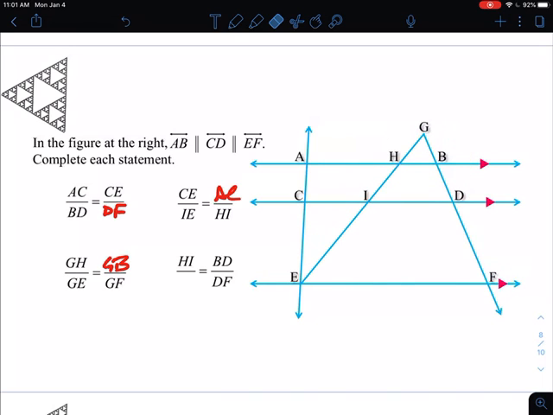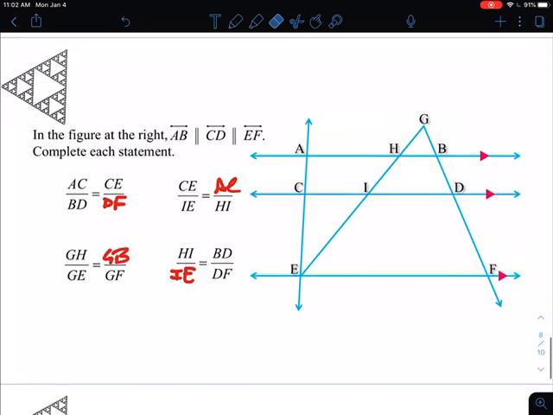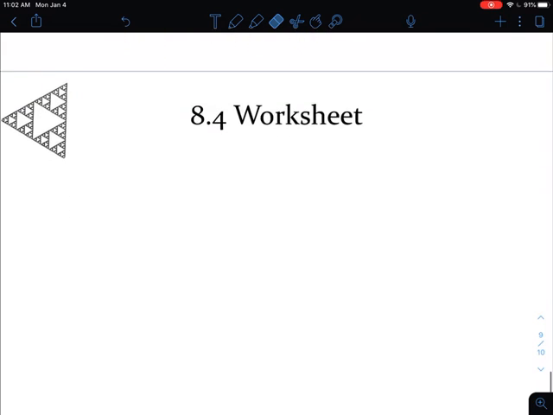Okay, so it's just what's their pattern and apply their pattern. HI goes to what if BD goes to DF? So BD, DF means HI to IE. Okay, so be able to match up corresponding parts using those theorems as well. It's a top to bottom, or left to right type of deal. It's just a matter of what is their particular pattern, and then apply that pattern.